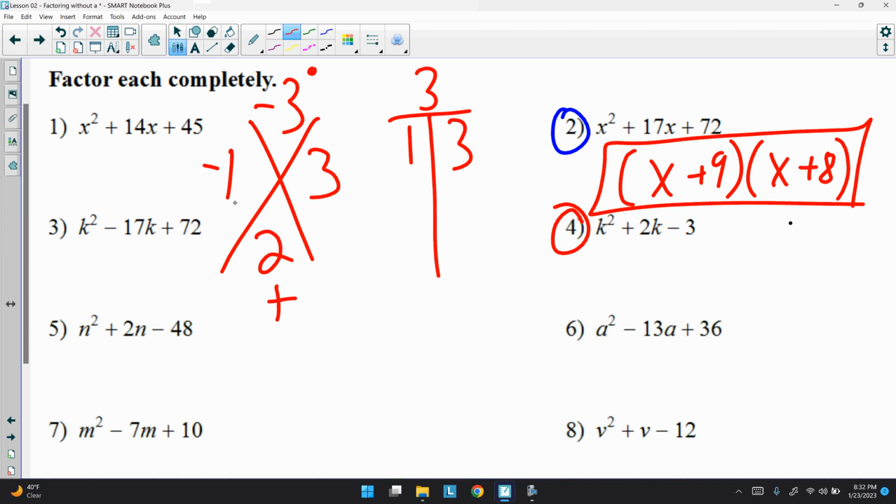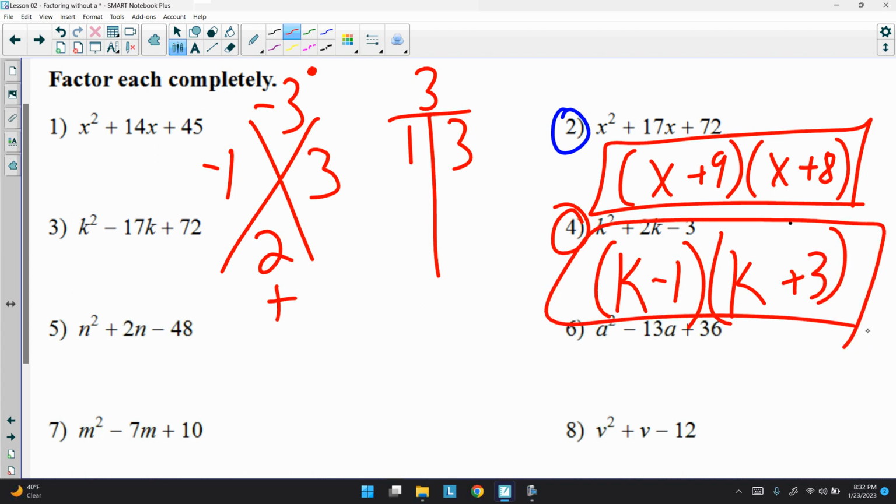Oops, I was going to put an x. The variable is a k after all. k minus 1, k plus 3. There we go. Well, I'm going to try to keep this video short, but that's it. Follow those steps so you can be a factoring genius.